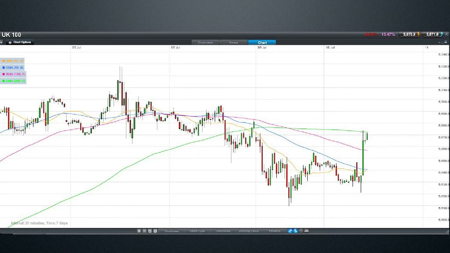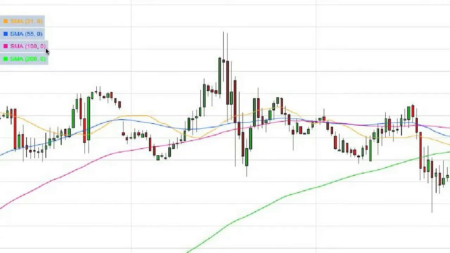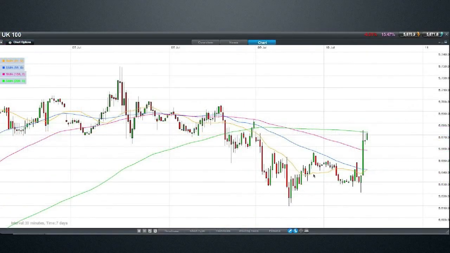You can see as well that using these different moving averages here, I have the 21, the 55, the 100 and the 200. I use the 21 and the 55 period moving average because they're Fibonacci numbers, and they tend to be quite good when it comes to ascertaining the trend in the FTSE 100. But you can see the 21 period is quite aggressive and volatile, and it tends not to be as smooth as, say, the 55 period moving average, which is the blue line here.